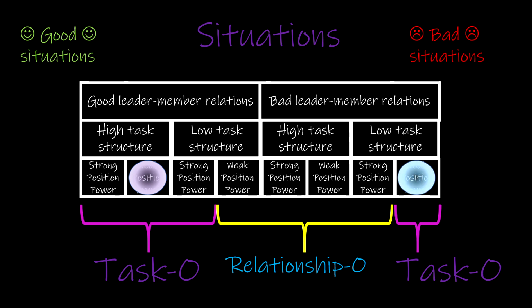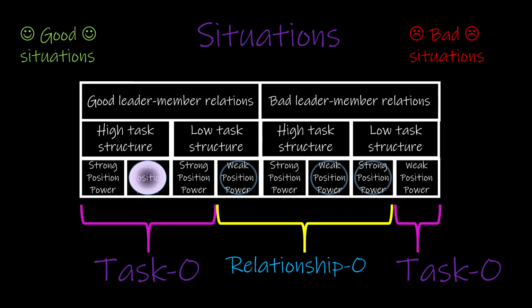Now, we can also have situations where a relationship-oriented leader is in a bad situation, and in a situation where a task-oriented leader is more likely to be successful. So here, what we have is a relationship-oriented leader. They're in a situation where there's bad leader-member relations, low task structure, and weak position power. This is pretty much the worst situation we can have for leaders, and it's also one where task-oriented leaders tend to be more successful.